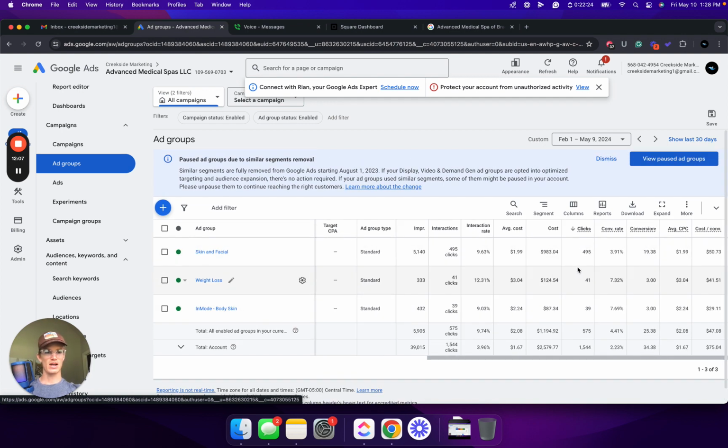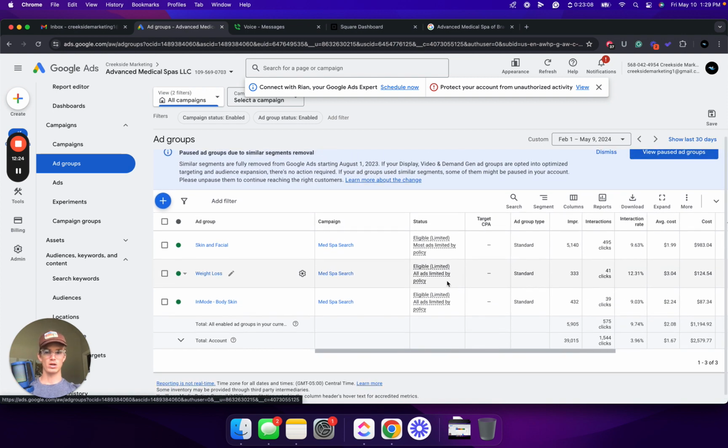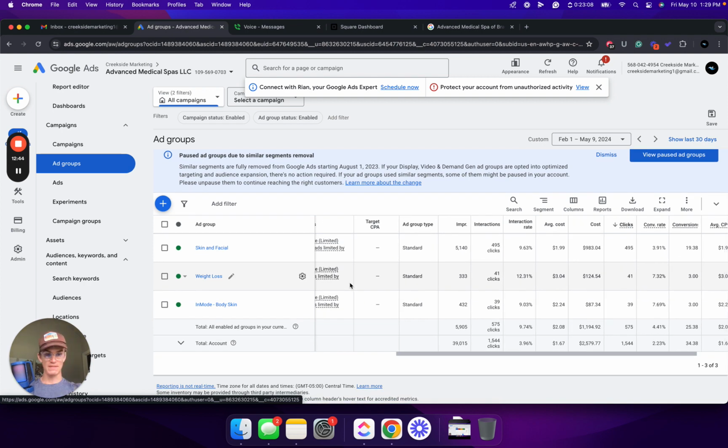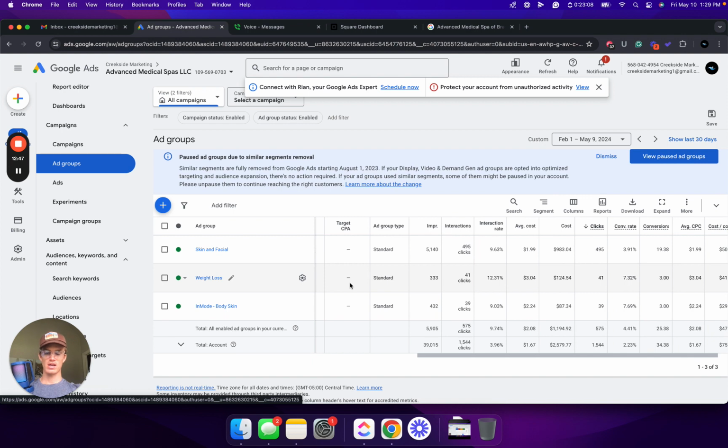Yeah, weight loss is getting a higher interaction rate, and on average it has a higher conversion rate. Skin and facial seems to be taking a lot of the money, but weight loss is actually doing pretty well. Unfortunately, they just don't have a ton of data because their budget is so low, but if these numbers were to be multiplied by 5 or whatever, and we could say, okay, this is clearly statistically relevant, we would actually want to try to separate weight loss into its own campaign and then give it more money that way.